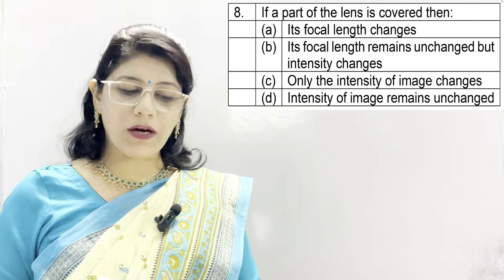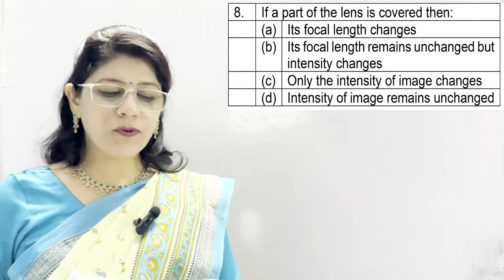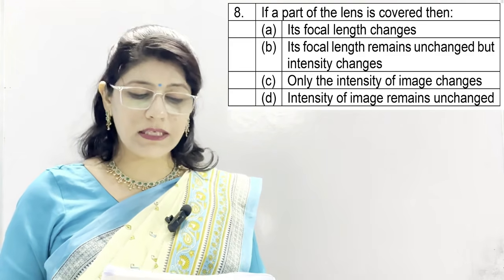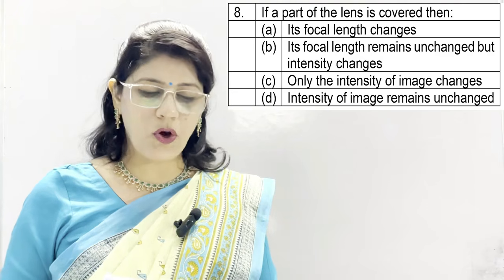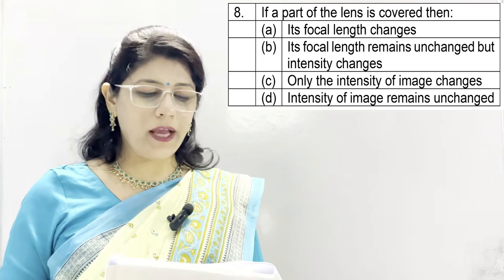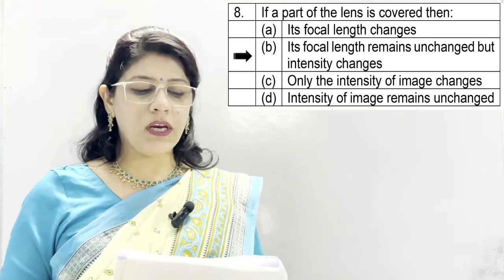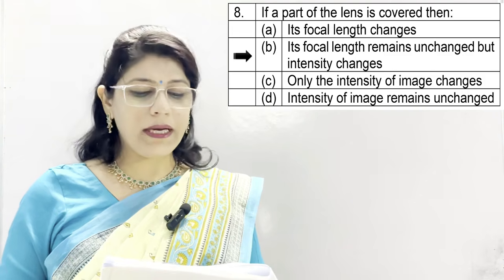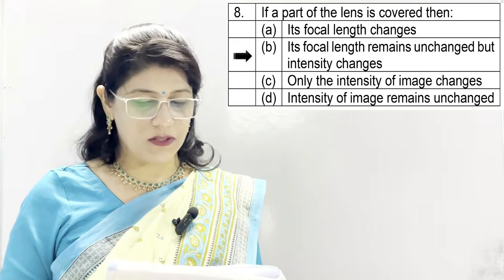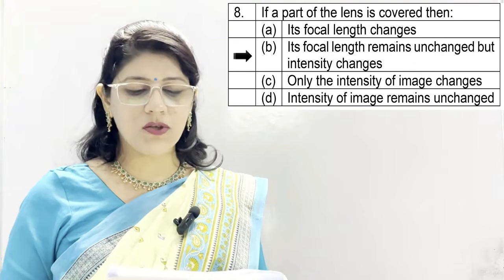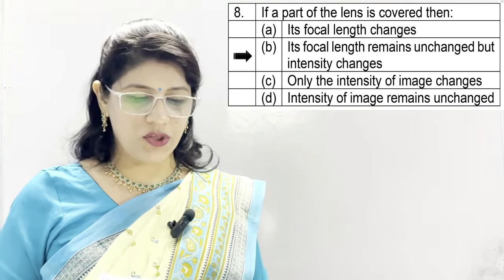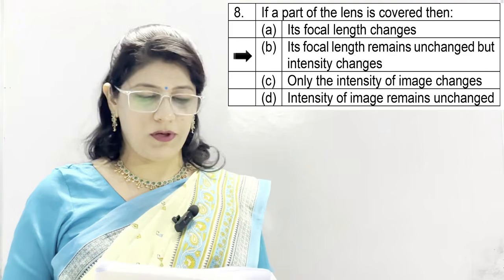Question number 8. If a part of the lens is covered, then option A, its focal length changes, B, its focal length remains unchanged but intensity changes, C, only the intensity of image changes, and D, intensity of image remains unchanged. The correct option is B, its focal length remains unchanged but intensity changes, because only the amount of light entering the lens decreases, due to which intensity of image decreases, but position, size and nature of the image formed do not change when a part of the lens is covered.